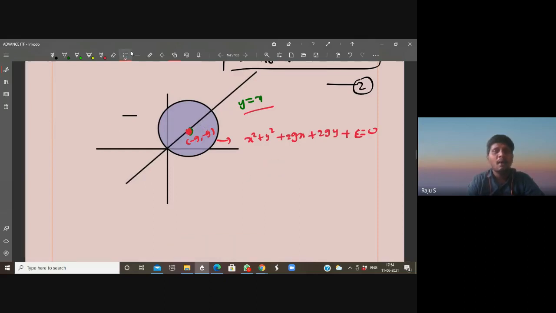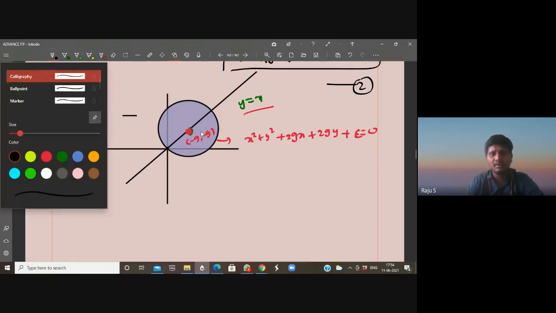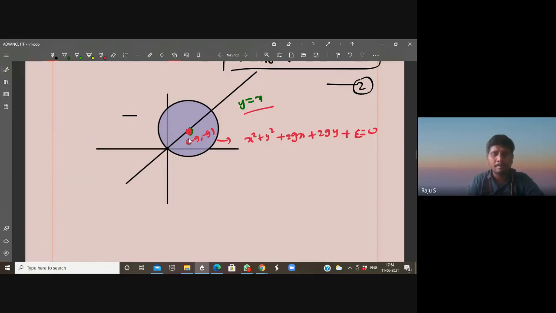Fine. Passing through the origin means the circle is passing through the origin, so we have to write the equation. The center also lies on y equals x, which means the circle may be in the third quadrant also. So x square plus y square minus 2ax minus 2ay, plus or minus 2ay, is equal to 0.